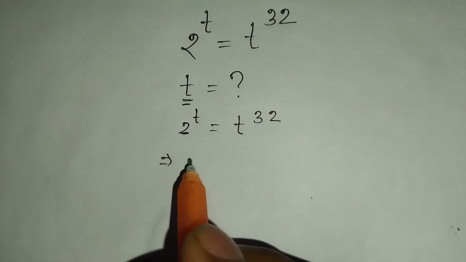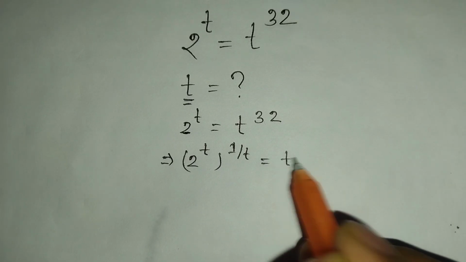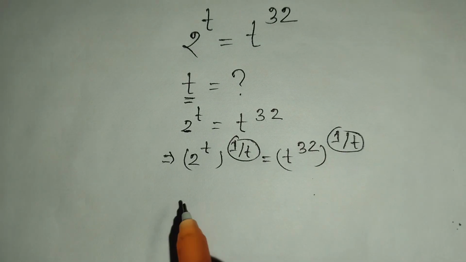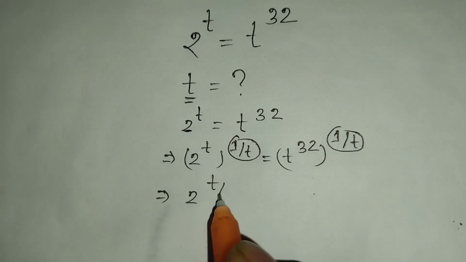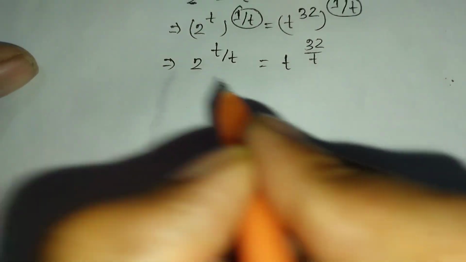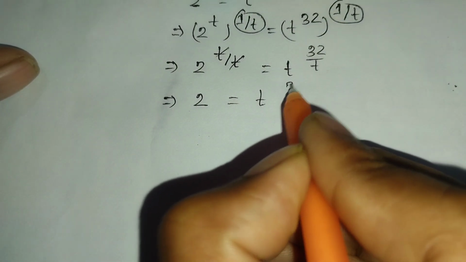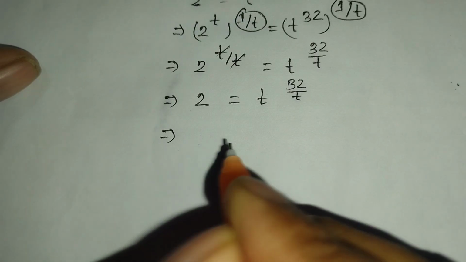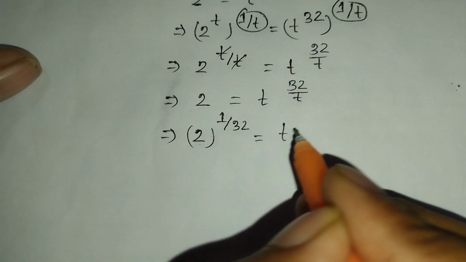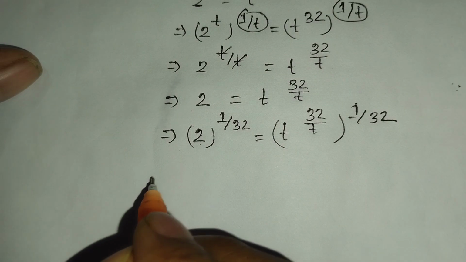So at first, on both sides we take a power of 1 divided by t. Then 2^t divided by t equals t^32 divided by t. So t and t cancel. Here 2 equals t^32 divided by t. Then again, on both sides, we take the power 1 divided by 32.